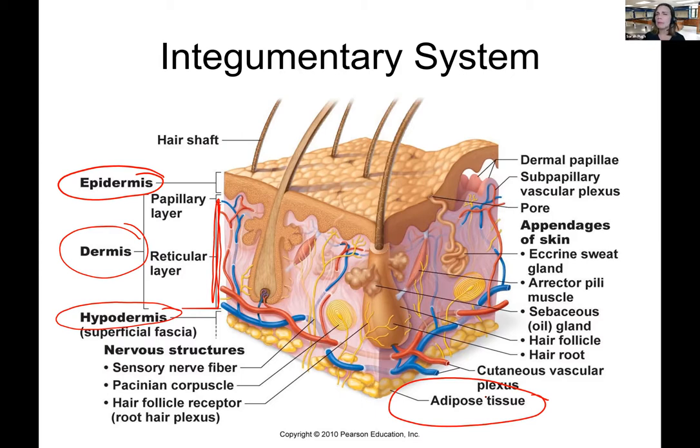Okay, same thing with models. A lot of times on the models that we'll use and images that I use in your lab, if it's yellow, it's probably fat.